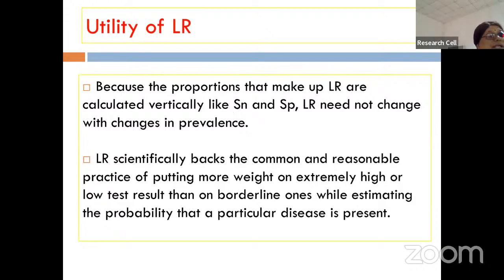So what is the exact utility of likelihood ratio? Because the proportions according to which we calculate likelihood ratio depend upon sensitivity and specificity, it doesn't consider the prevalence. As I have elaborated in the example, the prevalence of appendicitis is 1% in the general population, but it increases to 30% in the population having right lower abdominal pain coming to the emergency department. In such a situation, likelihood ratio is the best evaluation criterion. And it scientifically backs the common and reasonable practice of placing more weight on extremely high or low results. Here they also consider the borderline ones.